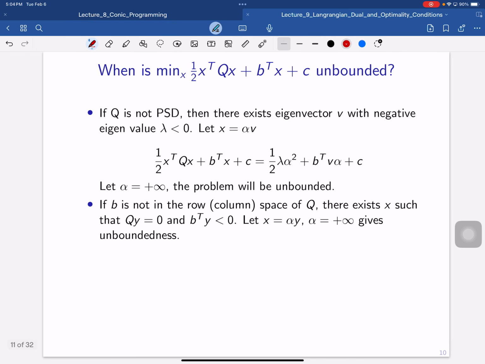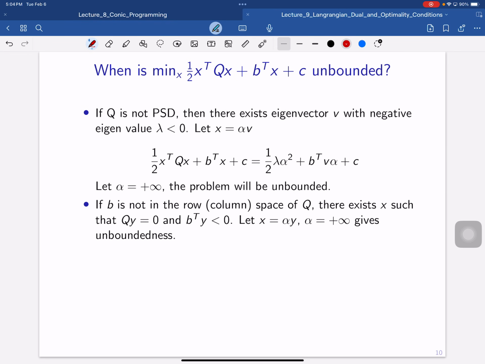So that's one case. But now let's assume the matrix is PSD, but this vector B is not in the row space of Q. In other words, B cannot be expressed as a linear combination of the columns of Q. So if that is the case, we know that there exists Y, there's a typo here, I'm saying there should be a Y. If B is not in the column space of Q, that is equivalent to saying there is a component of B that is in the null space of Q, right?